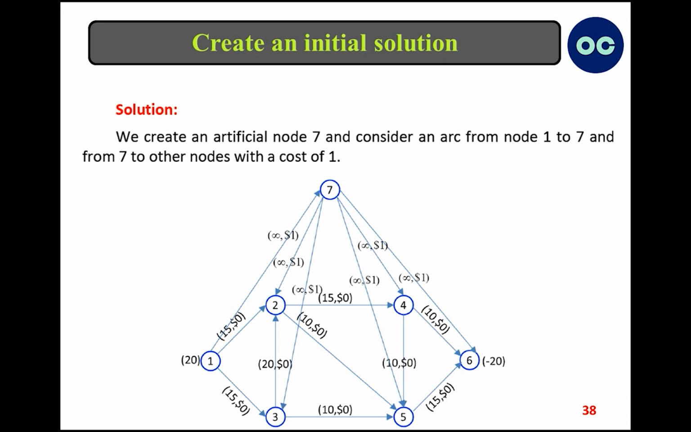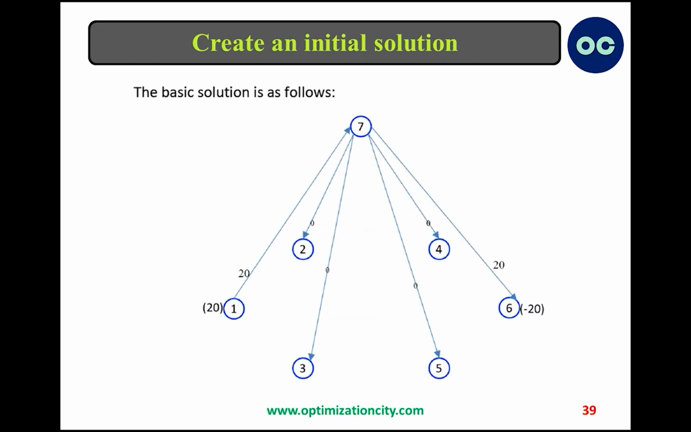The resulting basic solution is as follows. This is the initial basic solution for the simplex method for finding an initial feasible solution. There is, as you see, an arc from 1 to 7 and 5 arcs from 7 to 2, 3, 5, 4, and 6 with the cost of 1 and no capacity.